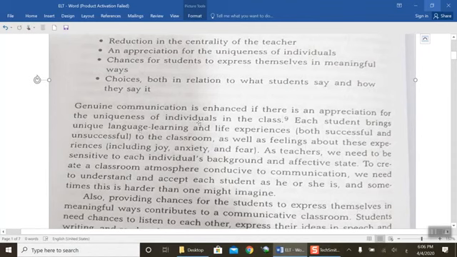So in summary, point number two means that we as teachers have to appreciate the uniqueness of individuals. Because when students come to the class, they have background, they have experience, they have unique learning. So we have to appreciate their work, their life, their background. We have to be sensitive with them. We as teachers have to create a suitable relaxed atmosphere for communication.